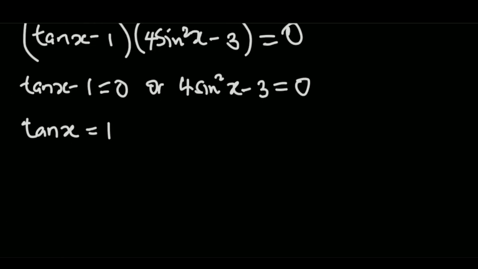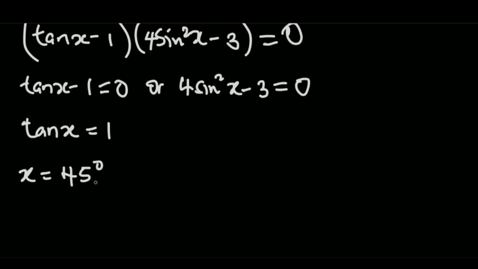And from this we need to identify values, or rather angles, such that when we take tan of that particular angle, we simply obtain a 1. We understand from the unit circle, or rather from special angles, that such a value is simply 45 degrees. So x is 45 degrees.